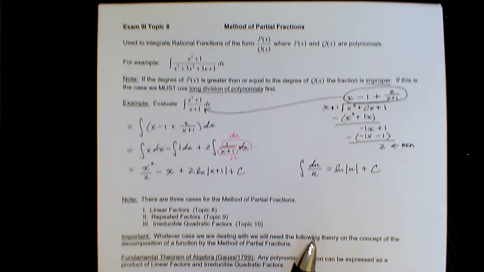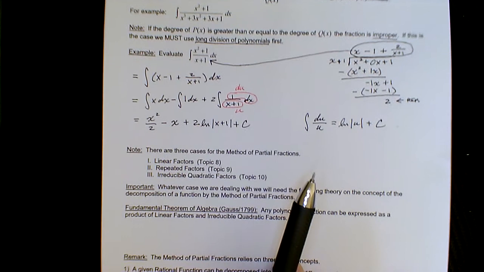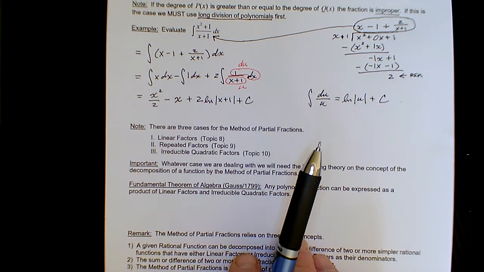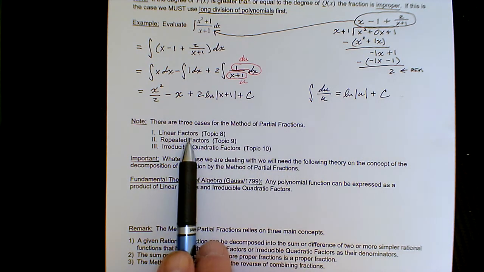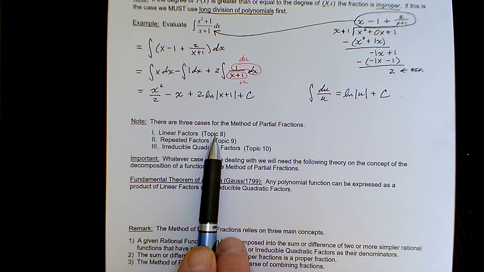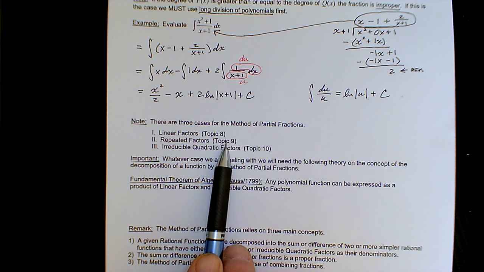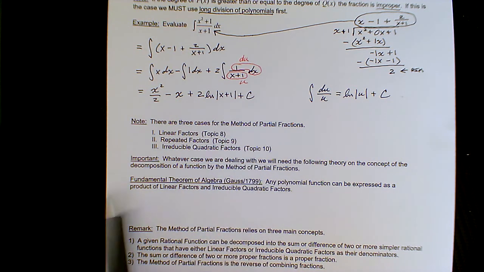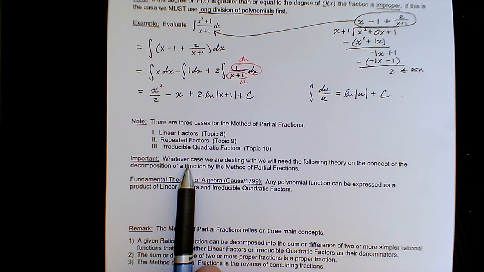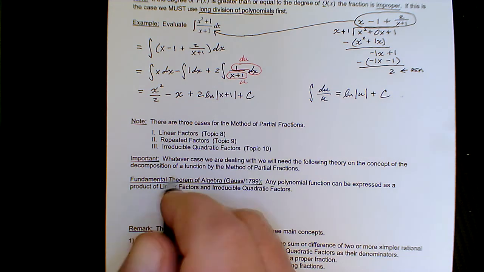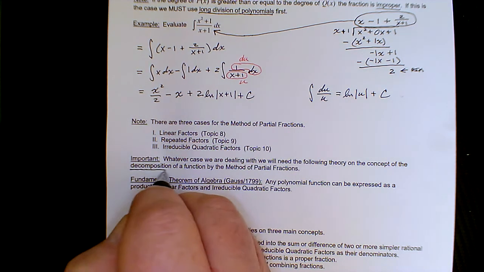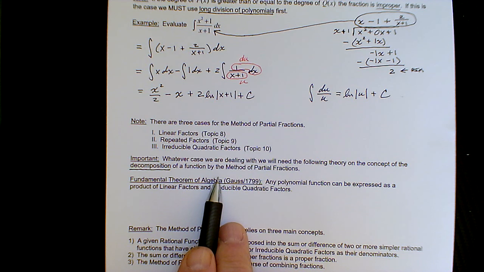Okay, so there are 3 basic cases for integrating by the method of partial fractions. We have what I refer to as linear factors, that's topic 8, repeated factors, that's topic 9, and then what we call irreducible quadratic factors, which is topic 10. And whatever case we're dealing with, we're going to need to discuss some of the theory behind the concept of what we call decomposition of a function by the method of partial fractions.